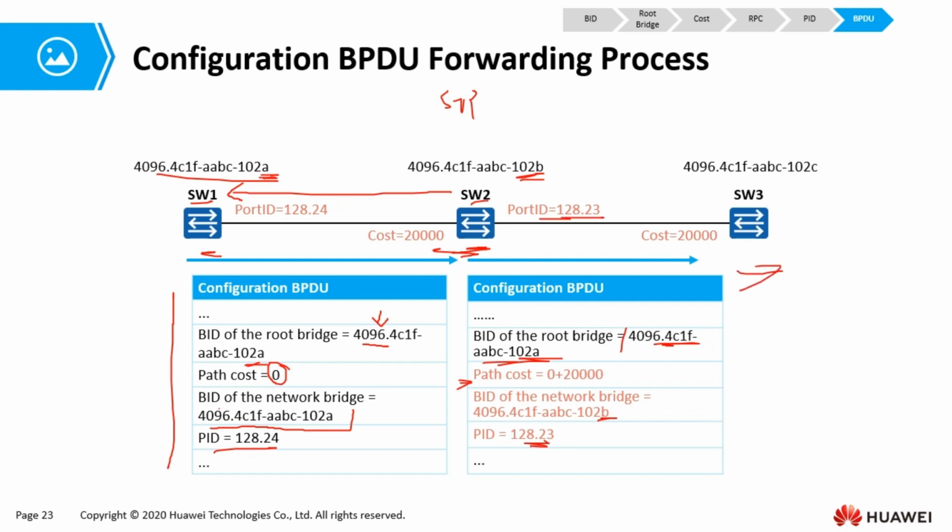Then it forwards to switch 3. Switch 3 compares C with A. Because A is the smallest, the root bridge remains switch 1. Switch 3 then forwards downstream after calculating the root path cost. This is how it works initially: when the switches start, everyone considers themselves the root bridge, and they send configurations to each other, compare, and decide who is the root bridge.